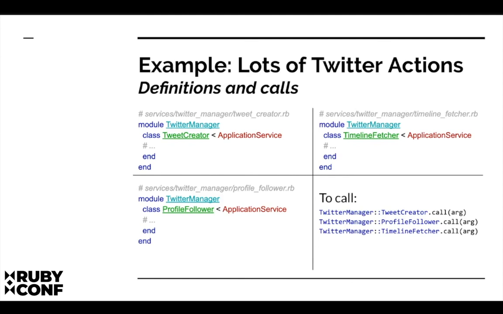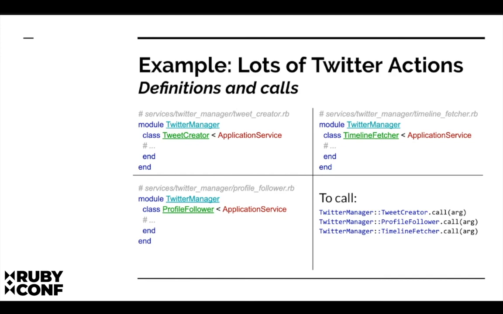Now, how would they look themselves? We can simply wrap them within a module called Twitter Manager. What that does is namespace all the similar service objects together, so you can simply call them by prepending the name of the manager before them. So Twitter Manager and then the tweet creator can be called with the call method.